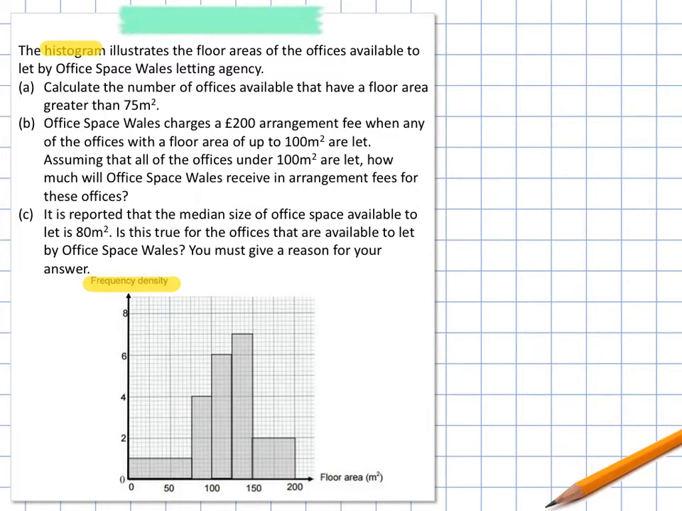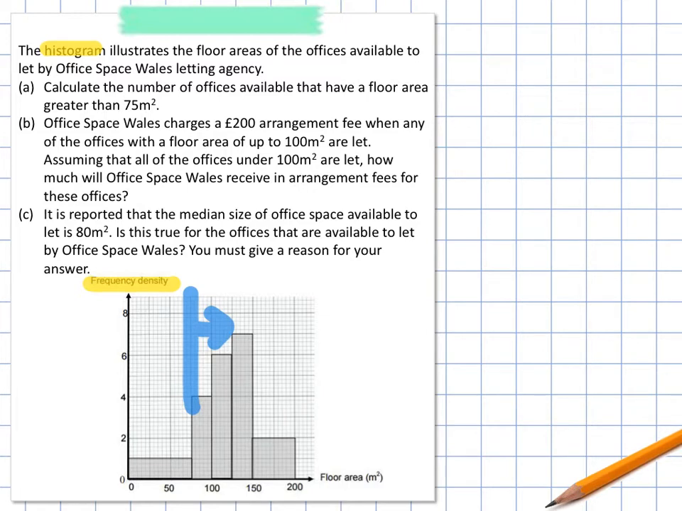So let's read the question itself. We've got a histogram showing the floor areas of offices, and we're asked first of all to calculate the number of offices that have a floor area greater than 75 metres squared. So we're going to have a look at the scale along the bottom of floor area, and we can see that everything above this line here has an area of above 75 metres squared. So we're going to need to work out what the frequency is of all of these.